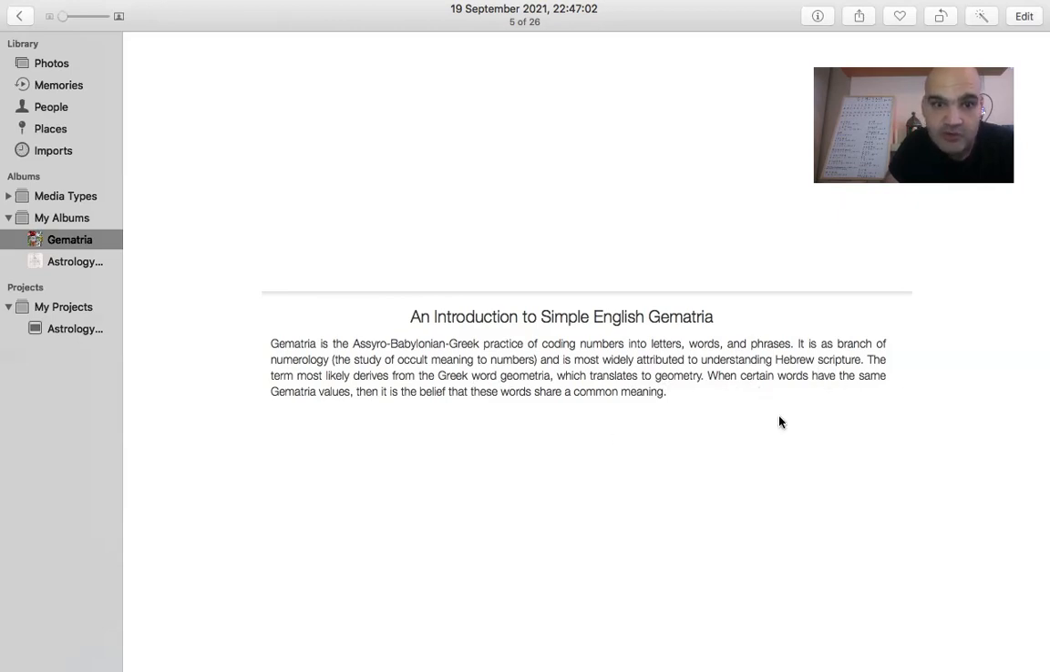When certain words have the same gematria values, it is believed that these words share a common meaning. So, for example, two words could have the same numerical value. It doesn't necessarily mean they mean the same thing, but what it suggests is that they've been calculated using the same method.